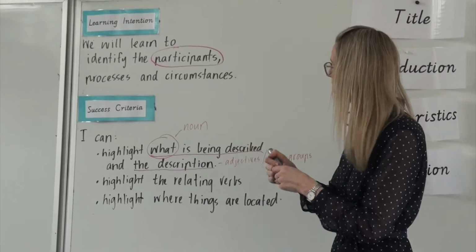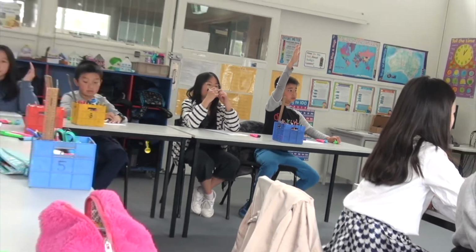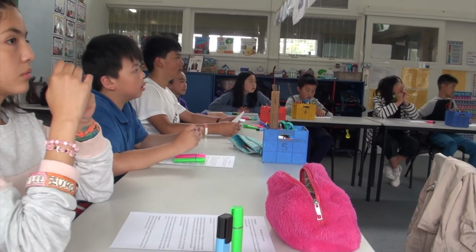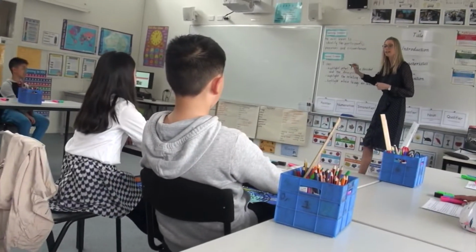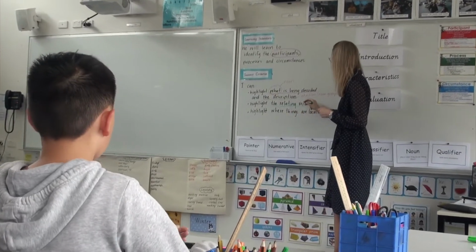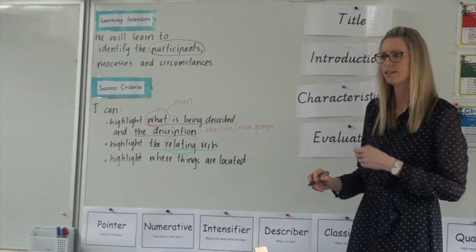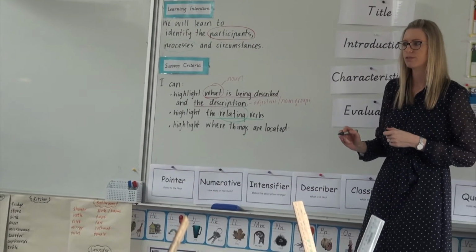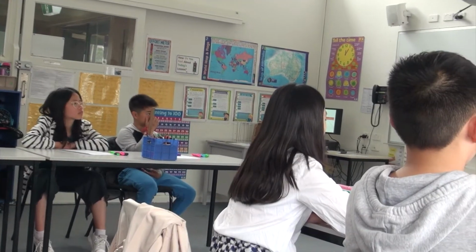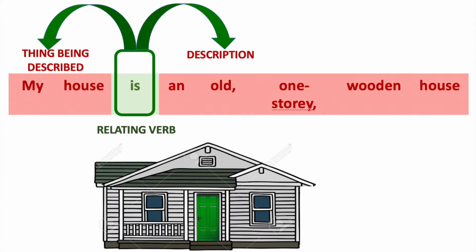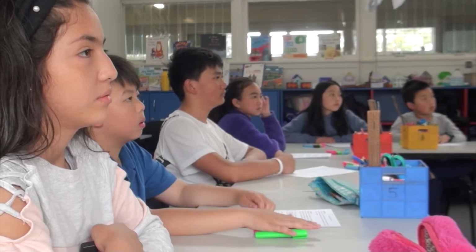The next one is processes. Who can tell me what is a process? Thomas. Verbs. A process is a verb. In this case, we have lots of relating verbs. What are relating verbs? Ready? Like are, is. Other words? Thomas? Have. Have, has. So words that link perhaps our participants.